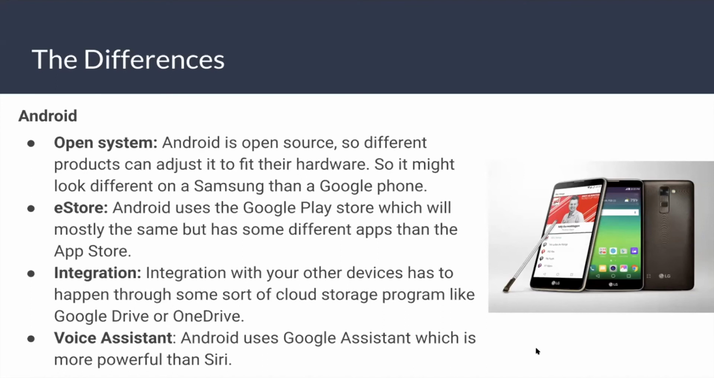And then for integration, when you're integrating with other devices, it has to happen through some sort of cloud storage program like Google Drive or OneDrive because it does not have the same concept as iCloud and Apple ID as the Apple devices do, though you are able to have integration between your devices. And lastly, for voice assistant, Android uses Google Assistant, which is more powerful than Siri, which is on the Apple devices.